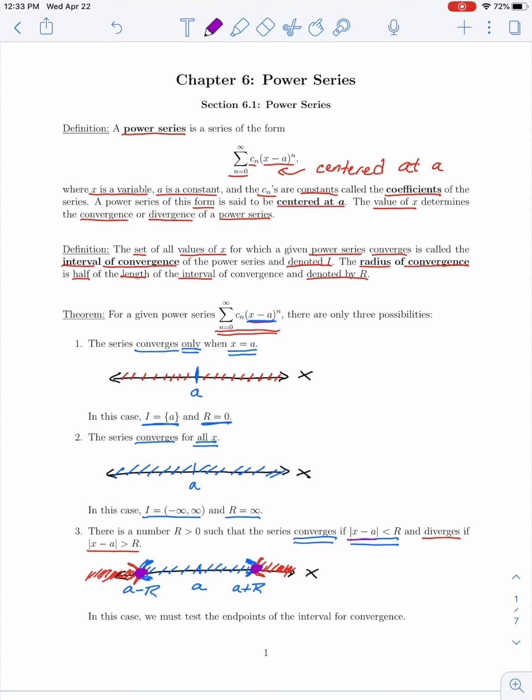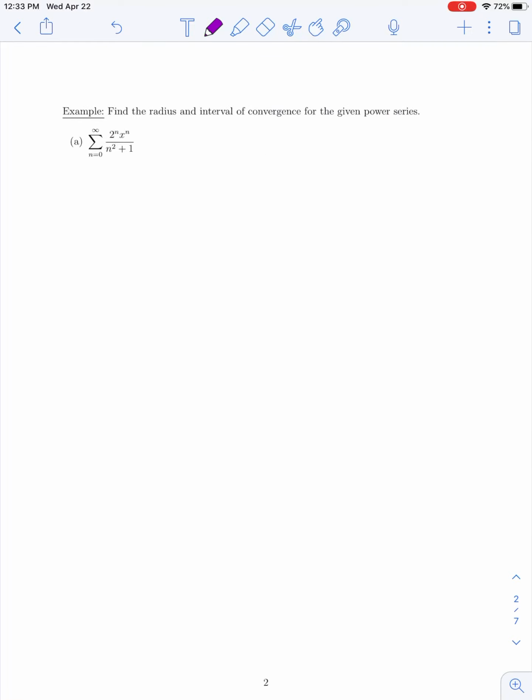Both of these inequalities that we were looking at above were strict inequalities. So the question is, do we have convergence or divergence at the endpoint? In this sort of case, we have to test the endpoints individually to determine what our interval of convergence is, to decide if either of those endpoints would be included. So let's look at some examples of how we would determine the radius or interval of convergence for a given power series. So we'll look at a few of these.